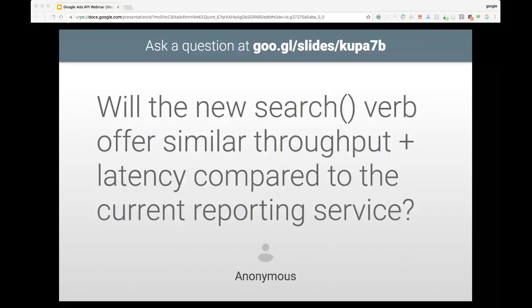Okay, will the new search verb offer similar throughput and latency compared to the current reporting service? Yes, it should, and hopefully it should be better. What I alluded to before is some of this report for scalable query downloads. The search verb on the Google Ads query service should perform better; the idea is to have a much more high performance API than the existing reporting service, and the infrastructure that we've built does that. So there isn't any built-in latency or punishment for using that search verb when you compare it to the existing reporting service. You should not see a regression there. Our aim is not to regress in any way, and on the contrary, we're hoping that you could see performance improvements with the new API infrastructure. So if anything, I think it will be better as far as throughput and latency is concerned.